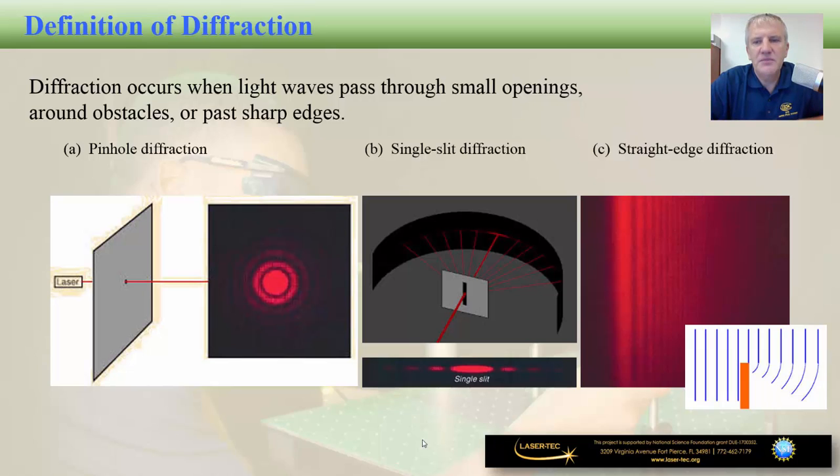And then finally, on the picture on the right hand side, we have so-called straight edge diffraction. Here we are talking about light hitting a sharp edge. It can be edge of a knife or similar, creating a very distinct diffraction pattern that also consists of multiple bright lights that are separated by the dark lines.